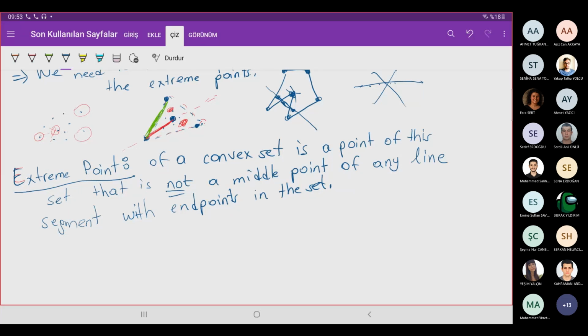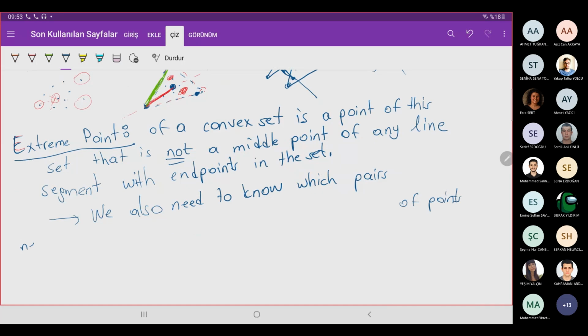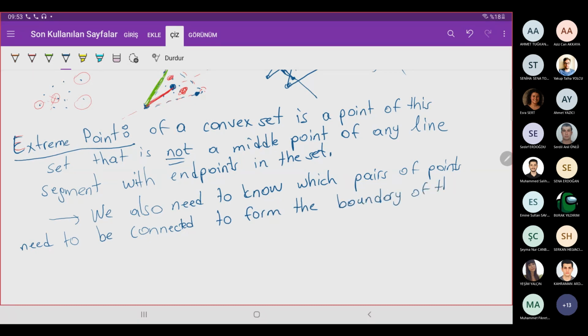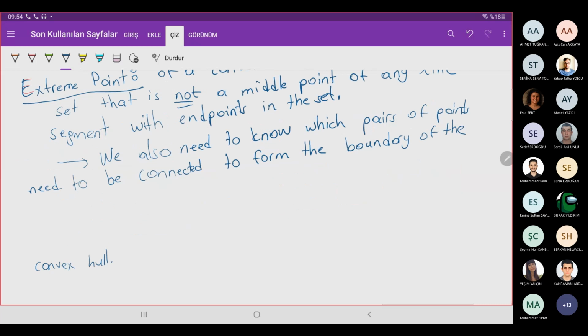That is not a middle point of any line segment with endpoints in the set, okay? So we also need to know which pairs of points need to be connected to form the boundary of the convex hull? Because I cannot connect just any two points.